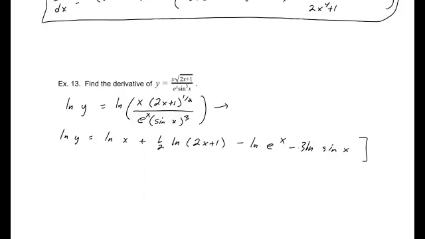Now, taking the derivative of each of these pieces works out very nicely. This is 1 over x, plus 1/2 times 2 over 2x plus 1, minus 1, because the natural log of e to the x is just x, minus 3 cosine x over sine x.